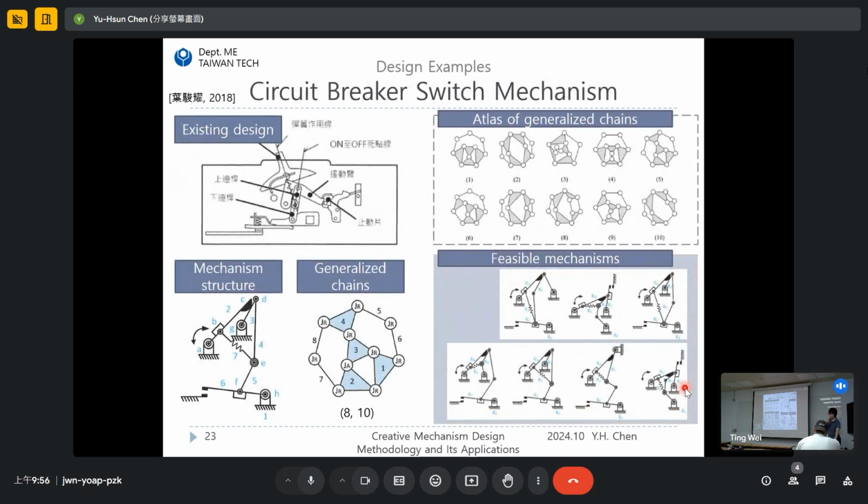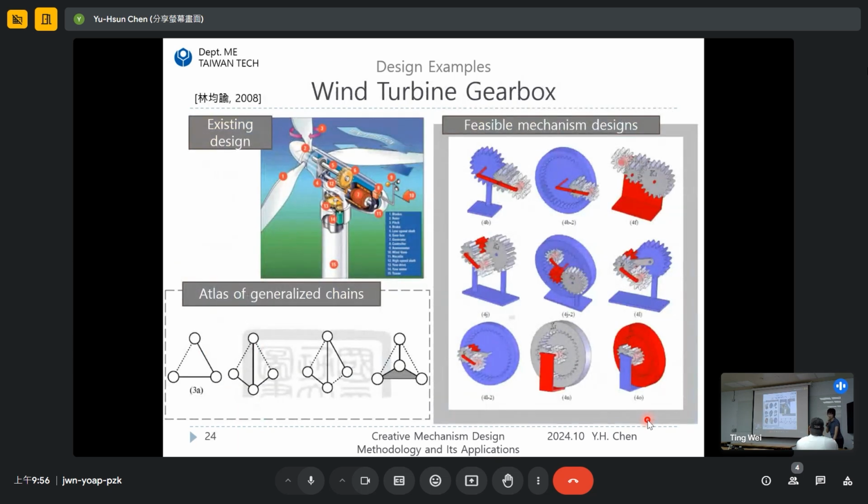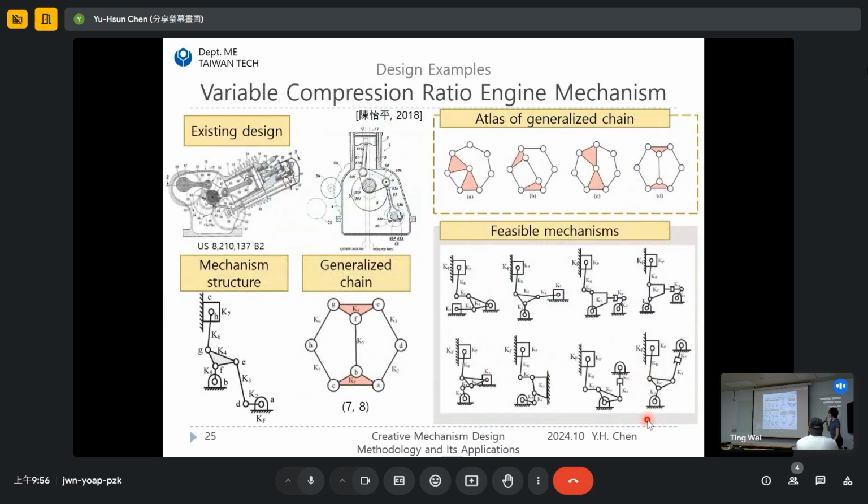And how about this one? That is the breaker. Okay, that is a breaker switch. Originally one design, and finally we can generate 7 designs with the same function, but they all have different mechanism structures. And if we have to apply for a new patent, that is also a useful method to help us generate new ideas. Okay, so because of the time limitation, any questions? Any questions from the students?